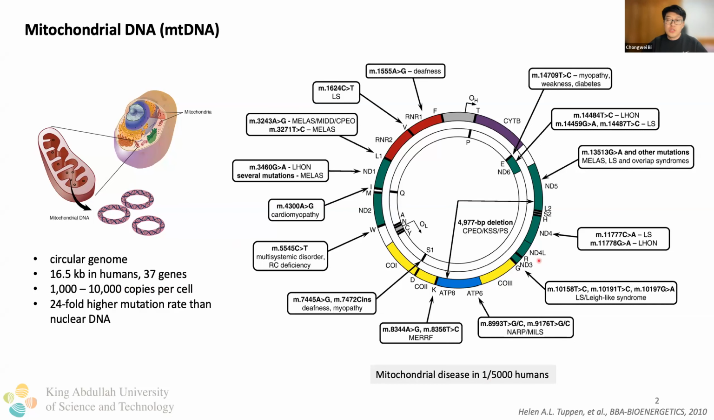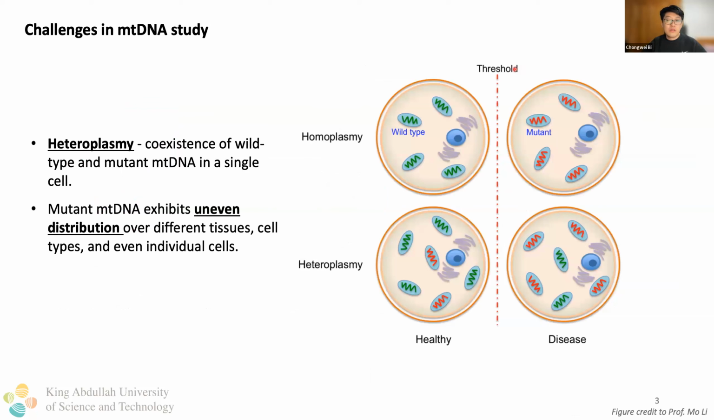So far, various mutations have been identified to be related to mitochondrial disease, but how the disease-causing mutations are acquired and accumulated is still unknown. This is mainly due to the challenge in mitochondrial DNA study. The challenge mainly originates from two aspects. First, in healthy cells, there could be a coexistence of wild-type and mutant mitochondria, which is also known as the heteroplasmy of mitochondrial DNA. Second, mutant mitochondrial DNA can exhibit uneven distribution across different tissues, cell types, and even individual cells.